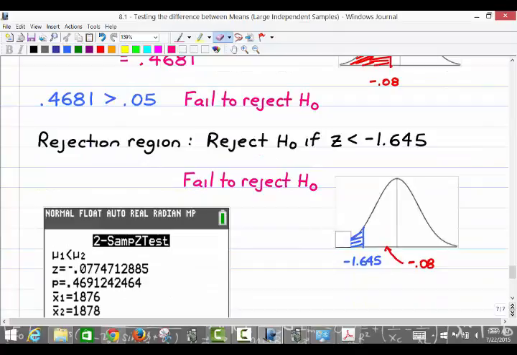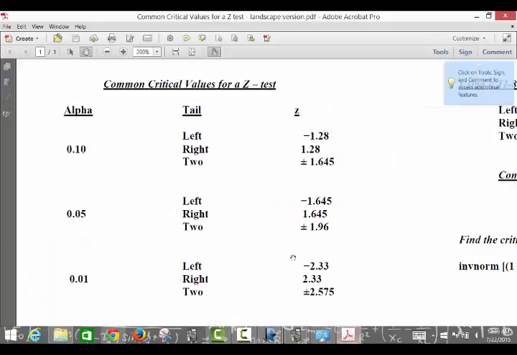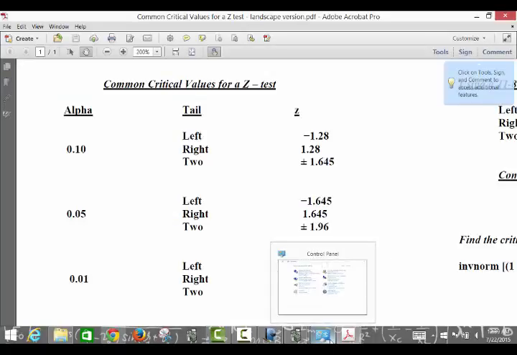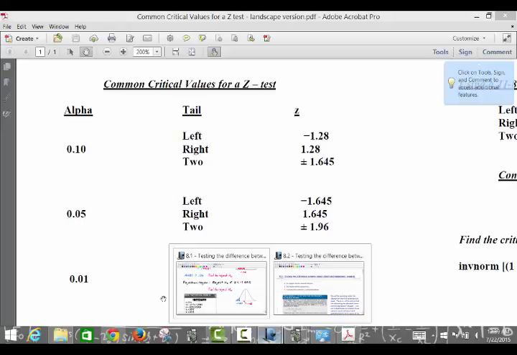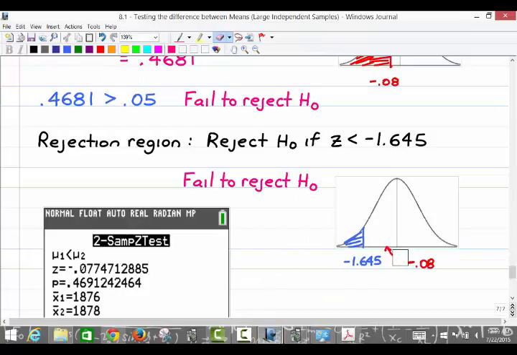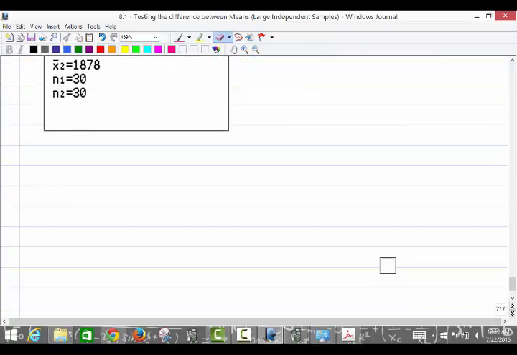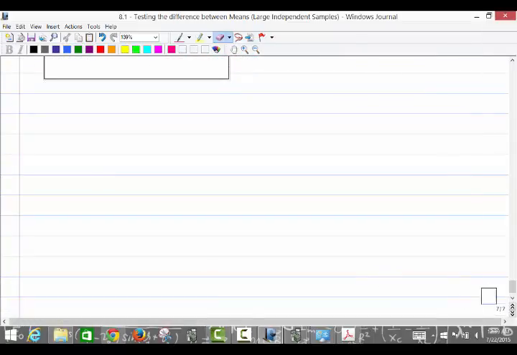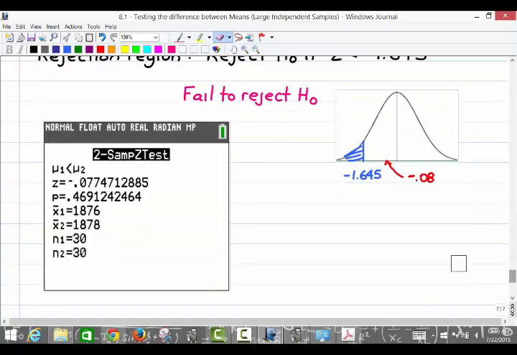Now the rejection region, left tail 0.05 is negative 1.645. From right there, okay, so our test statistic is nowhere near the rejection region. See right there, so fail to reject. And that concludes our video.